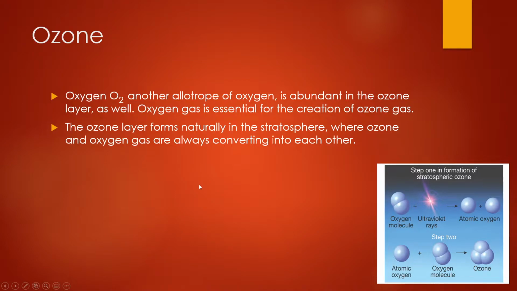Oxygen gas is essential for the creation of ozone gas. The ozone layer forms naturally in the stratosphere where ozone and oxygen gas are always converting into each other. And that's, again, as that showed, where UV light will cause the oxygen molecule to break down into atomic oxygen. Atomic oxygen adds on to the oxygen molecule, creates ozone. It breaks apart after they've hung out for a little bit and they've absorbed some UV light. And then you have that single oxygen atom break off again, find another oxygen molecule, and the process continues.